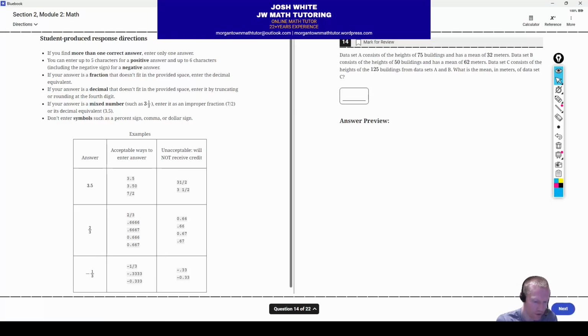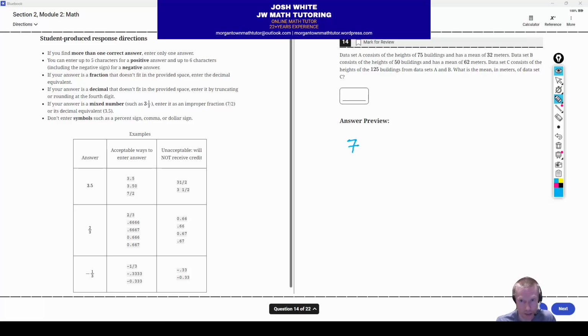Next question, it's another student-produced response. This one deals with some data sets, specifically with essentially what it is. It's really a frequency table. So you have one set that has 75 buildings, and the mean of those is 32. The other has 50 buildings, mean of 62. C is just all these buildings all together, and they want to know what the mean of that is. So this is basically just a weighted average.